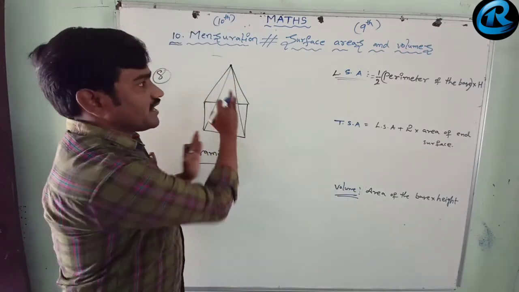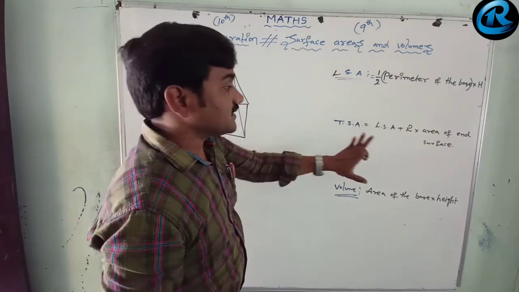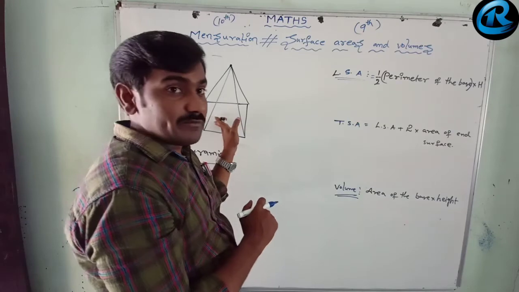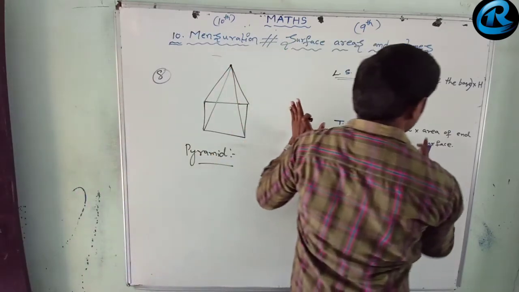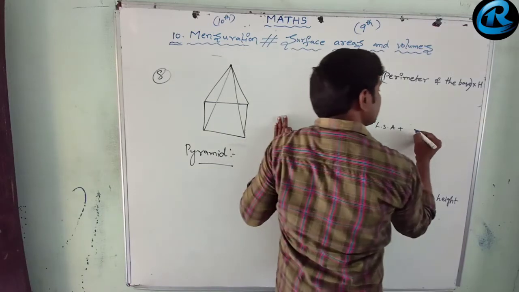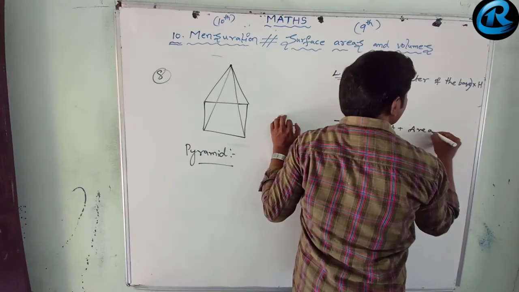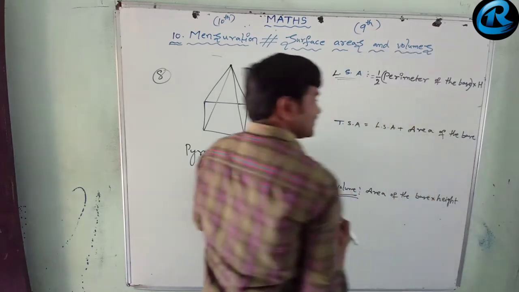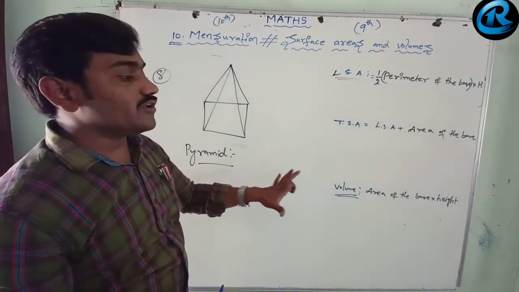The lateral surface area plus, there will be no end surface areas, so we have only one base. The other side we don't have. So here 2 into end surface area will not be there. Lateral surface area plus area of the base, area of the base, it will be there. And what is the volume?